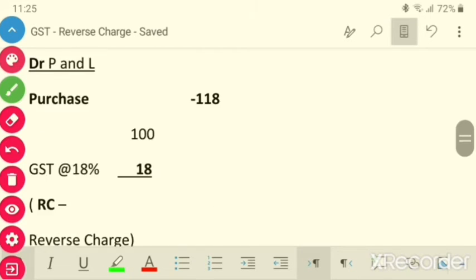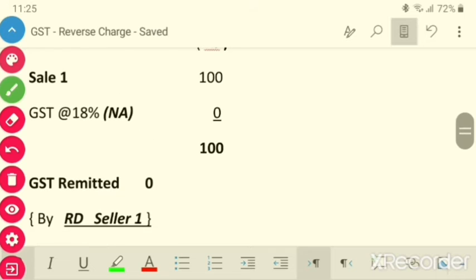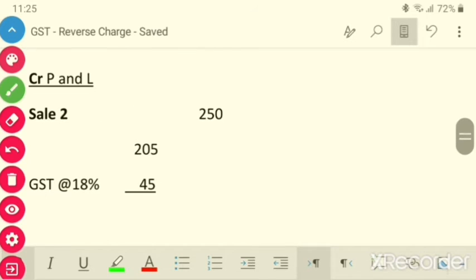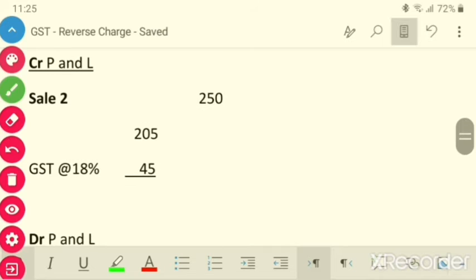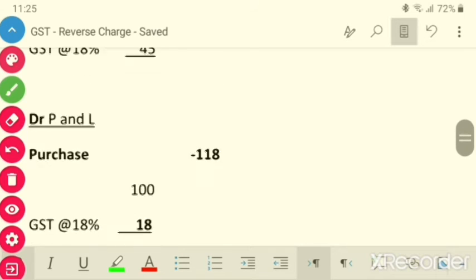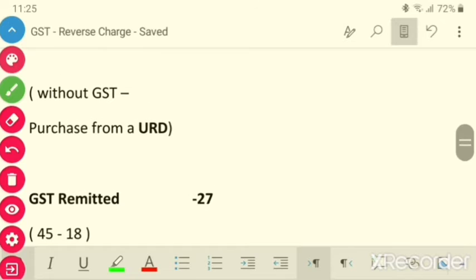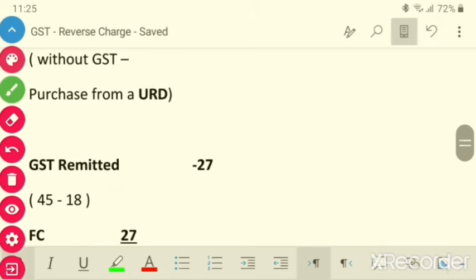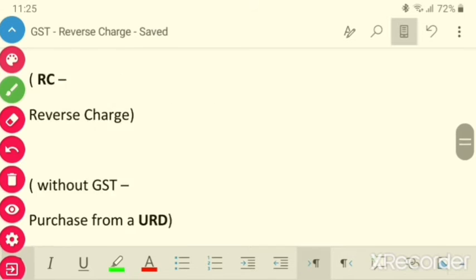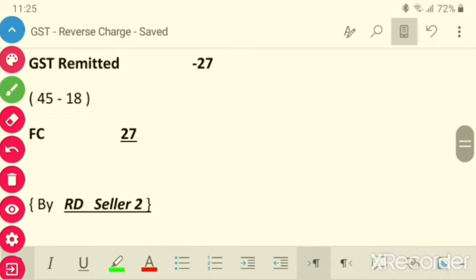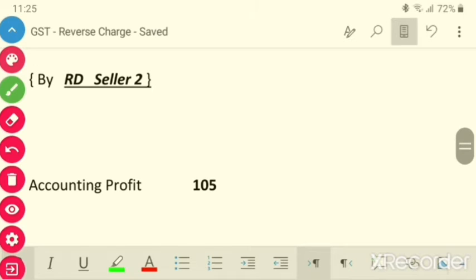So case 2, let's have a look into accounting profit. Sale value with tax is 250. Purchase value with tax, that is reverse charge of 18 included, 118. Then GST remitted, that is 45 minus 18, that will come to 27. So 250 minus 118 minus 27, accounting profit left with stage 2 seller is 105.